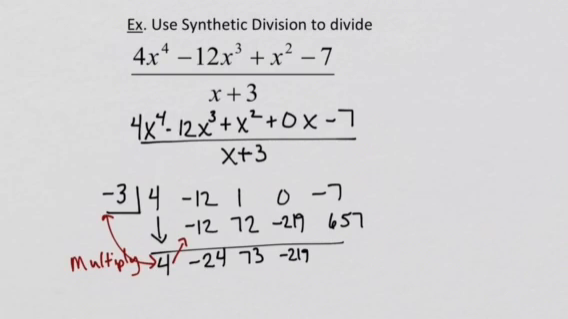And then we'll total these last two numbers. Negative 7 plus 657 is 650. This last number that we get here is the remainder.